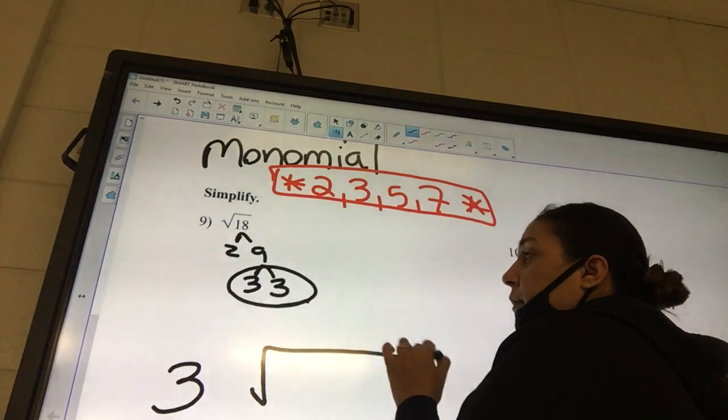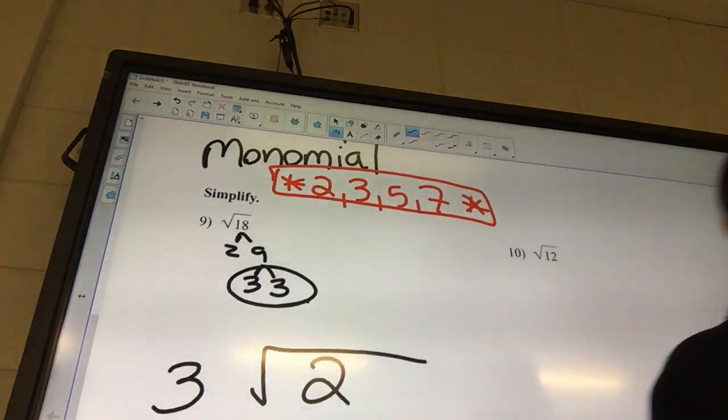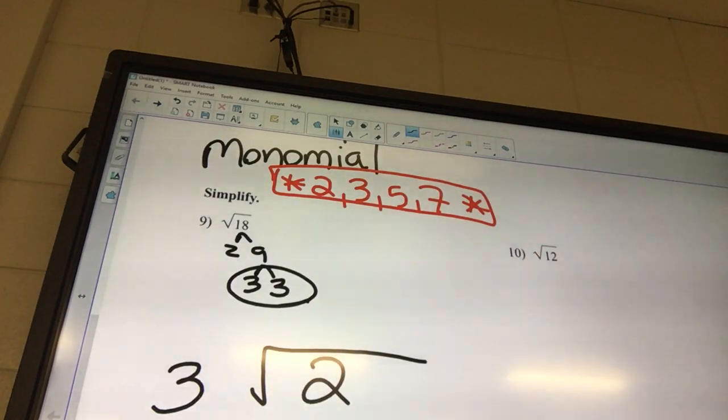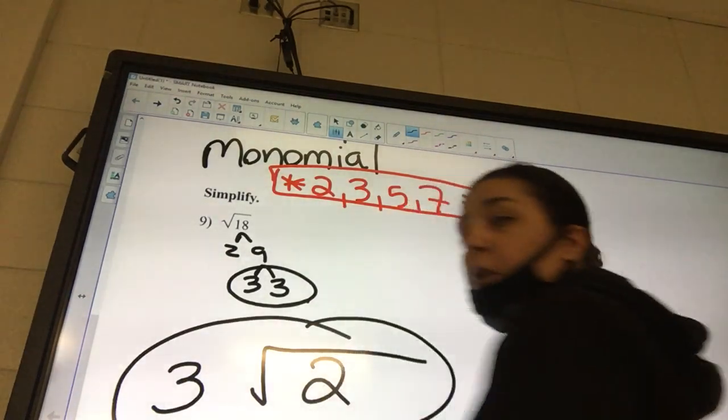Who can't go? 2. What is our baby number? It's 2. There's no number on the outside of the radical, so it's a 2, and that lets us know our group number. Okay, so are we finished? Yes, ma'am. Okay, so we got 3 square root of 2.